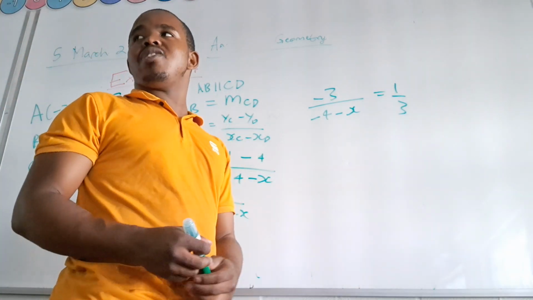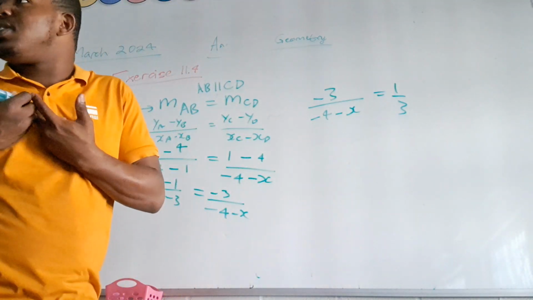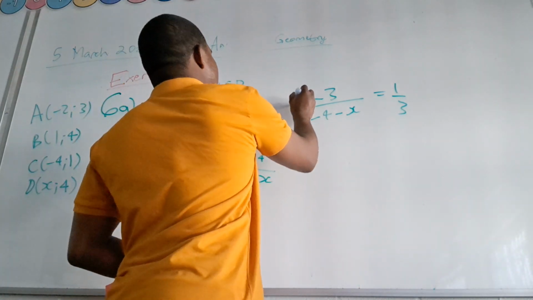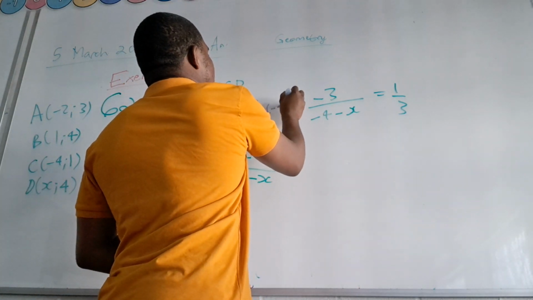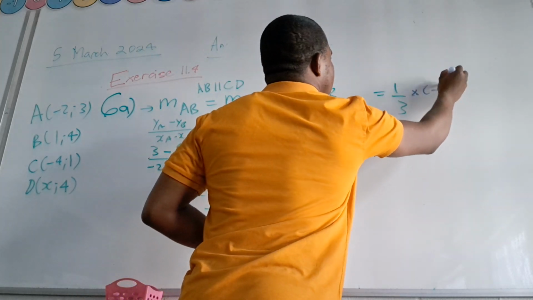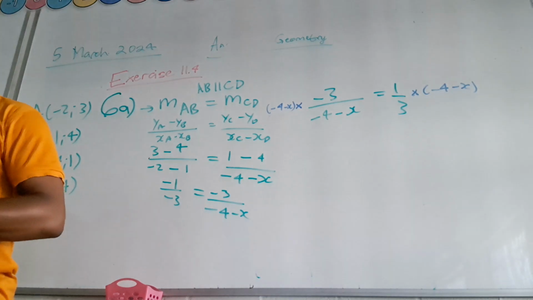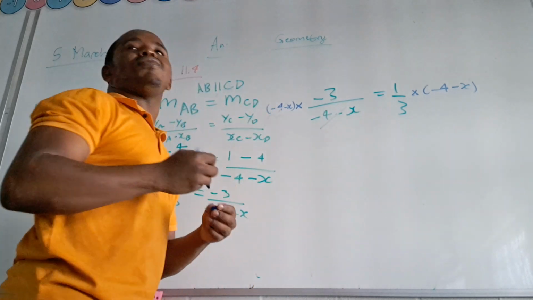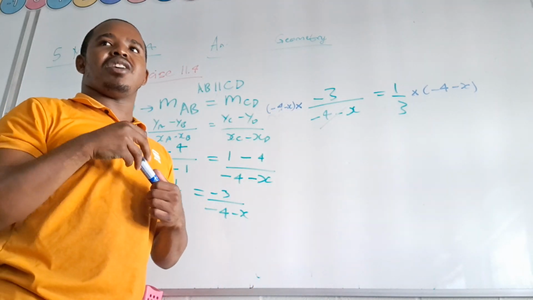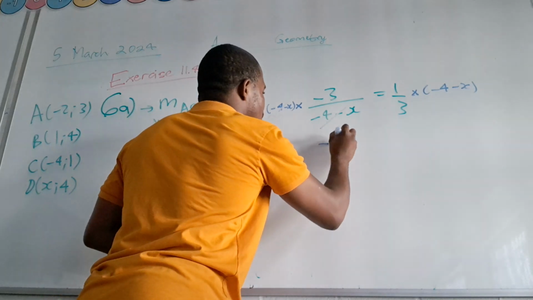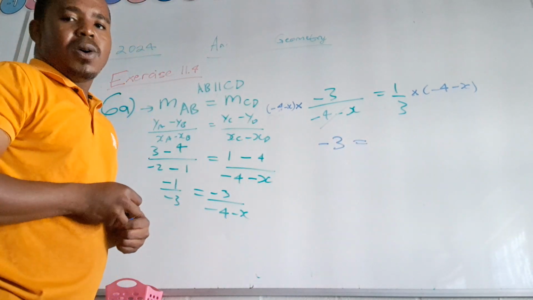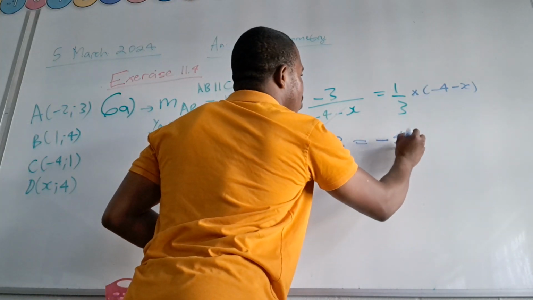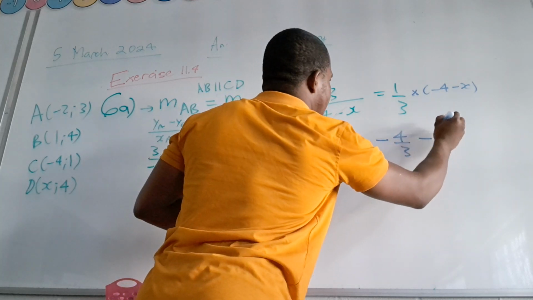This is what I would do. Should I show you what I would do? I'll multiply by -4 minus x on both sides. Then that will cancel and get rid of that in the denominator, because we don't want the x in the denominator. It makes our lives difficult. So you have -3. Now negative 1 over 3 times negative 4, we distribute, is going to be negative 4 over 3. 1 over 3 times minus x is minus x.